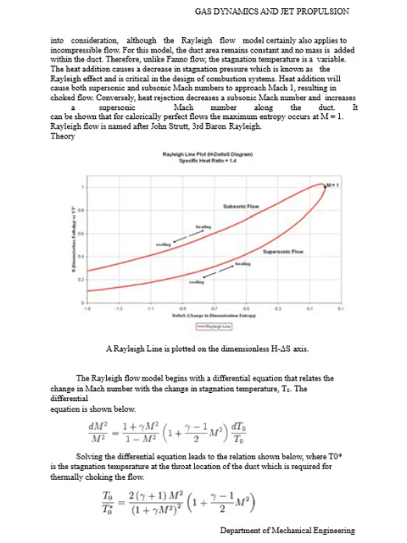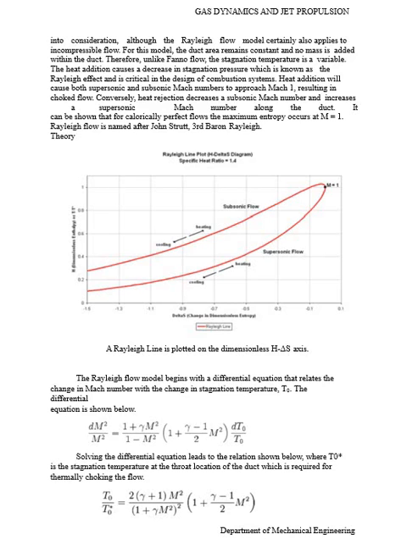Heat addition will cause both supersonic and subsonic Mach numbers to approach Mach 1, resulting in choked flow. Conversely, heat rejection decreases a subsonic Mach number and increases a supersonic Mach number along the duct. It can be shown that for calorically perfect flow, the maximum entropy occurs at M equal to 1. Rayleigh flow is named after John Strutt, third Baron Rayleigh. A Rayleigh line is plotted on the dimensional enthalpy-entropy axes.